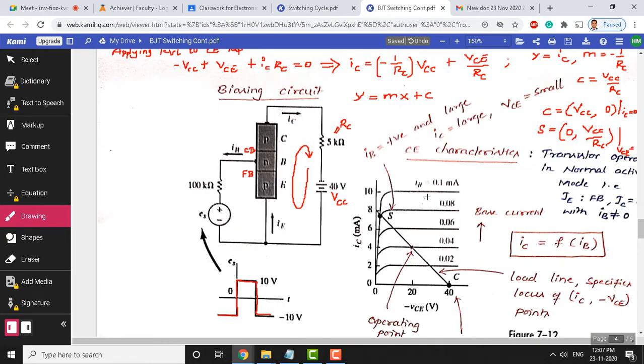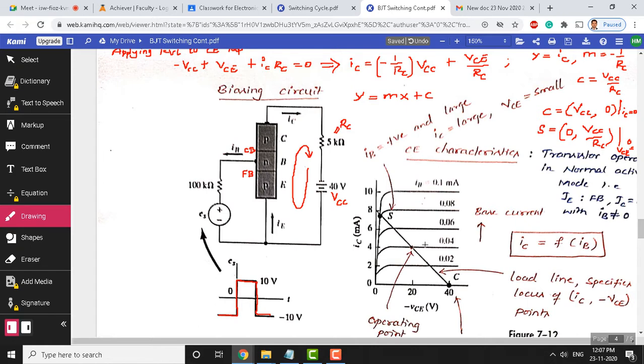This is VC equals 0 value here. So, this value is going to be 0 here. So, we know 2 points now, C and S. You can just locate these points here. One is going to be VCC comma 0 on the VCE axis, and this point is going to be 0 comma VCC by RC here.